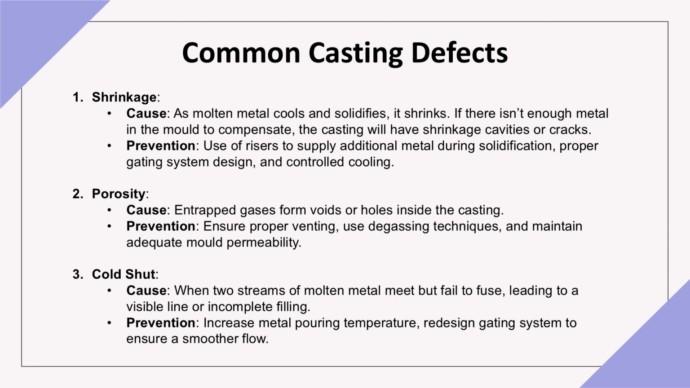Cold shut occurs when two streams of molten metal fail to fuse, resulting in incomplete filling or visible lines. To prevent this, increase pouring temperature and ensure a smoother metal flow through the gating system.